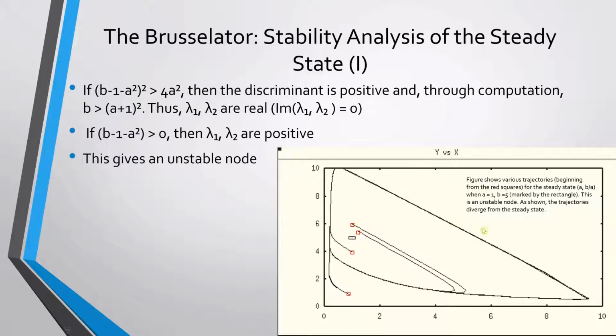On the diagram on the right, I plotted a few trajectories with different initial conditions and the steady state marked by the black rectangle, when A equals 1 and B equals 5. As you can see, all trajectories diverge away from the steady state.